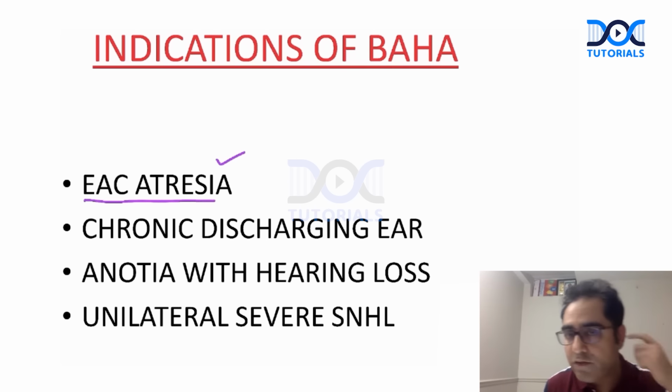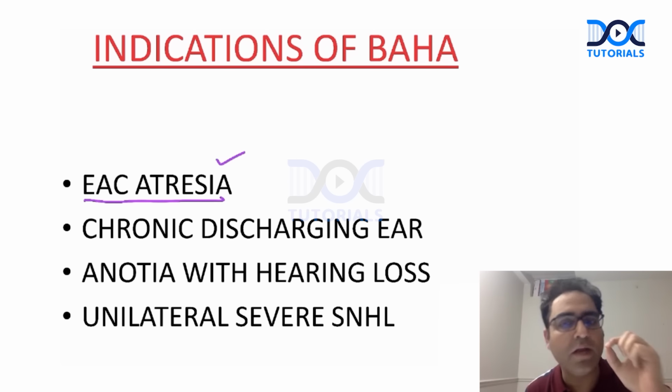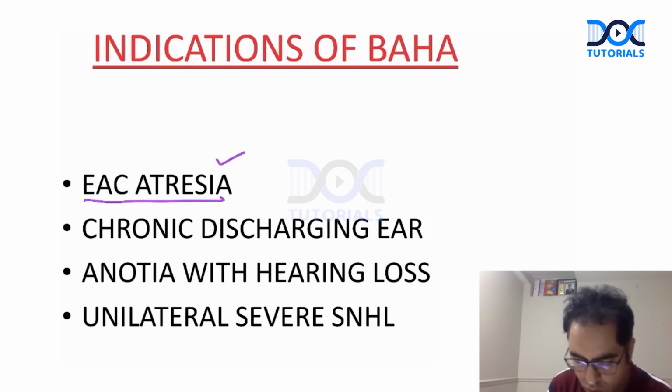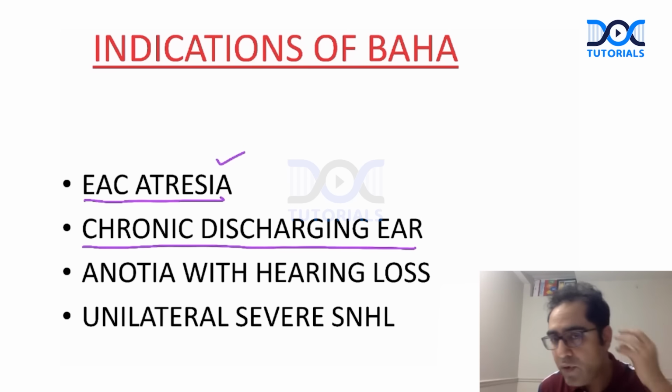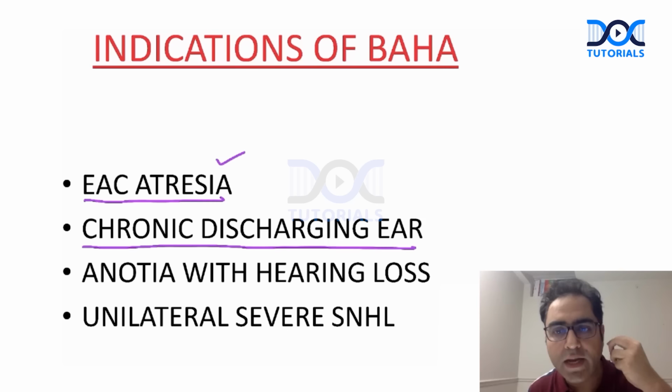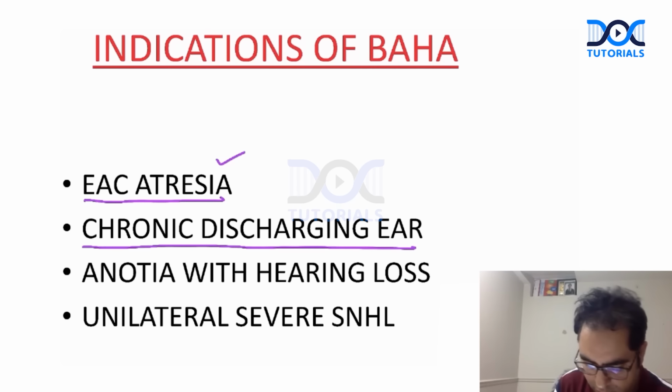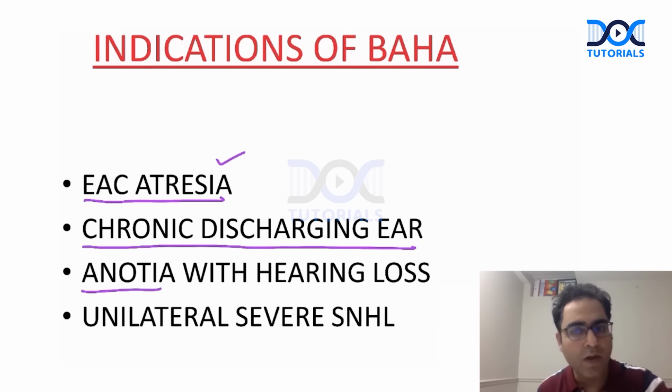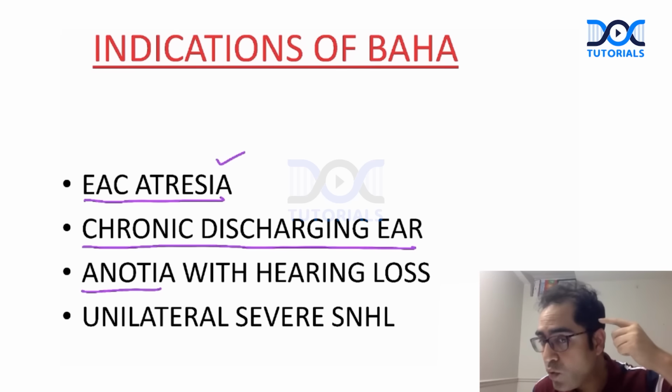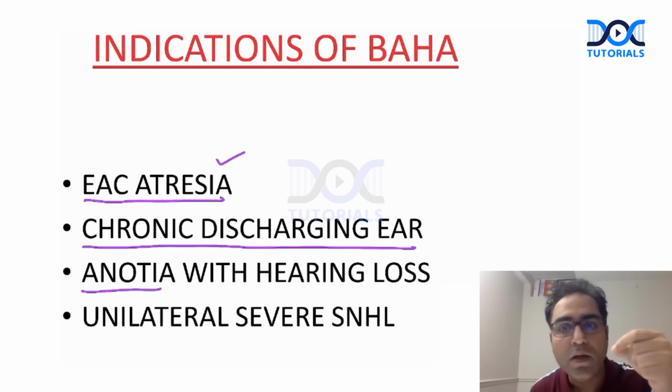When the canal is blocked from outside, you cannot use the conventional hearing aid. Number two, chronic discharging ear. If the ear is full of pus, you can't put the hearing aid because it will be spoiled by moisture within 1 day. Number three, anotia: pinna is absent with hearing loss. If the pinna is not there, you cannot support the hearing aid, so you will have to anchor the hearing aid on the skull with the screw.